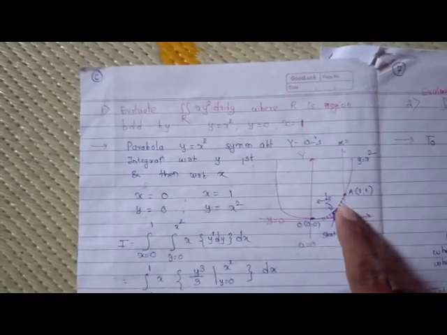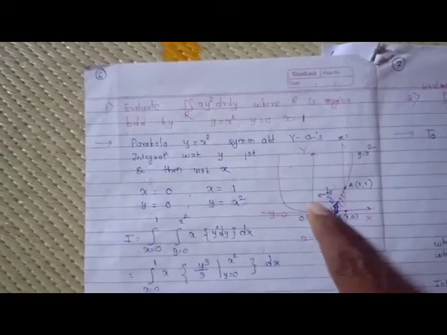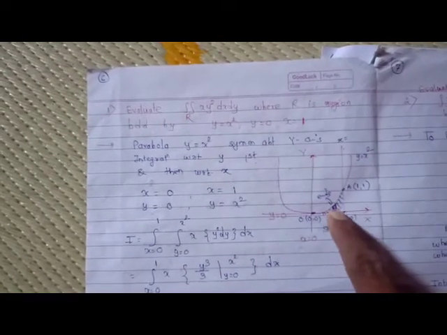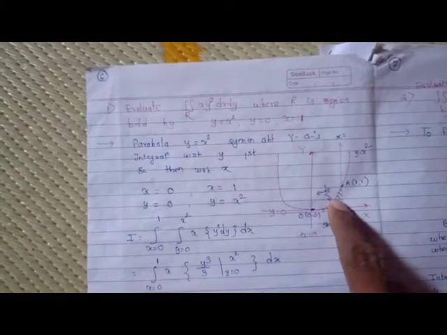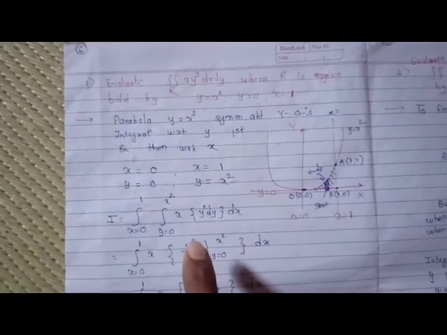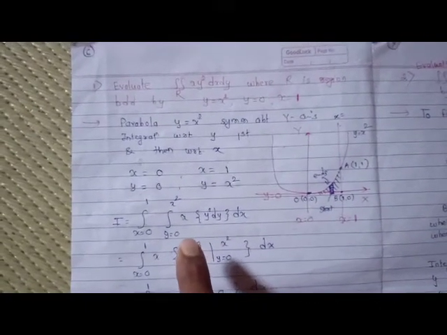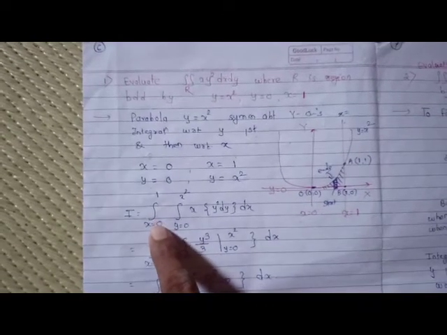So the required area is, now understand how to find the required area: y equal to 0, x equal to 1 and the parabola. So the required area is this part. Now we can integrate with respect to x first or y first. Here it is usually simple to integrate with respect to y first, not every time, usually I am saying. So integrate with respect to y first and then with respect to x.